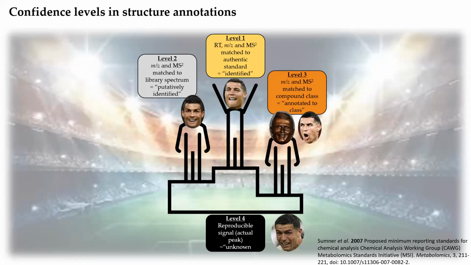So then we can talk of identified basically, where we have a couple of these, it's 5 or 6 altogether, as I've shown. Then level 2 annotations, that's basically what we get through GNPS, where we just match the mass to charge ratio and the MS2 spectrum.